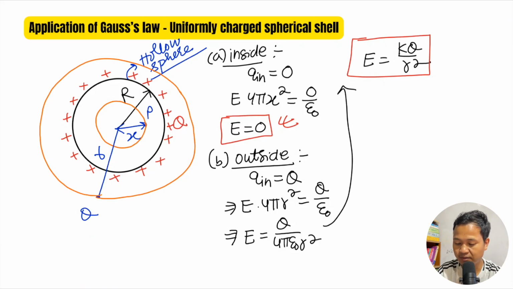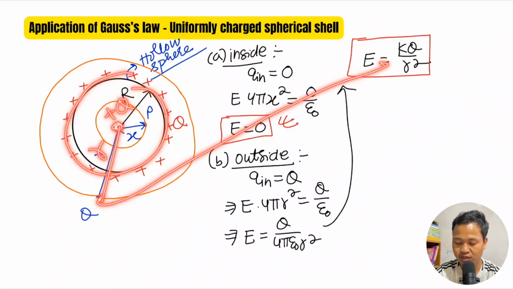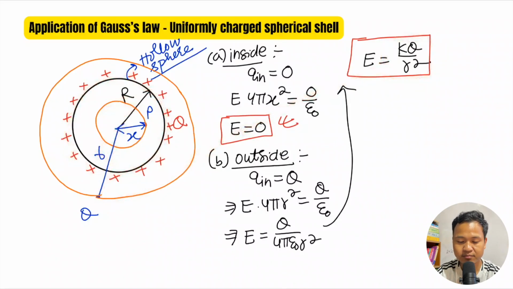So that means for a point outside, I can consider this whole sphere as a point charge situated at the center. A point charge of plus Q, so at a distance of r the electric field will be K Q by r square. For NCERT, for a point outside, I can consider this whole sphere as a point charge, and use the point charge formula.